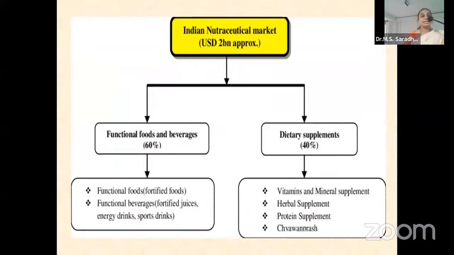Now, the nutraceuticals in the Indian market are available as functional foods and beverages in the form of fortified foods, health drinks, sports drinks, energy drinks, and it's also available as dietary supplements in the form of vitamin and mineral supplements, herbal supplements, protein supplements, and chyawanprash.